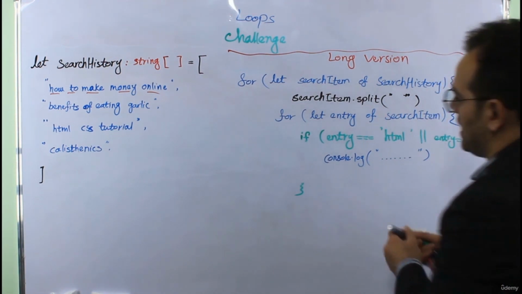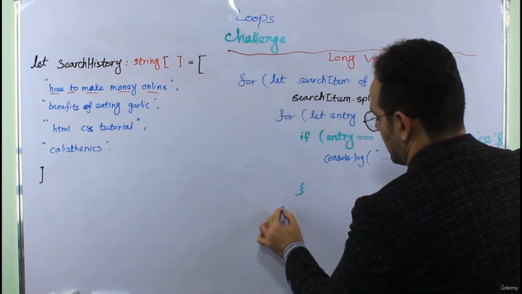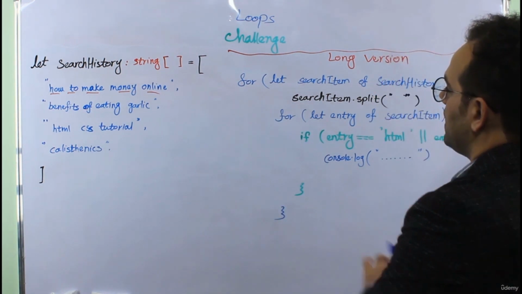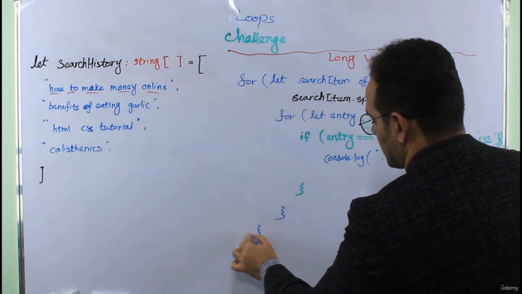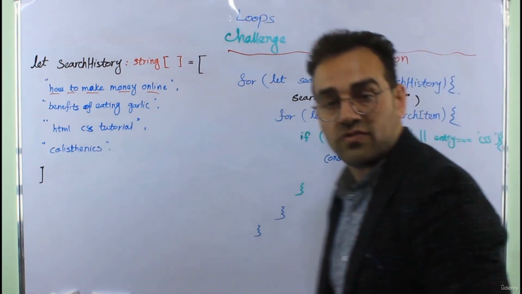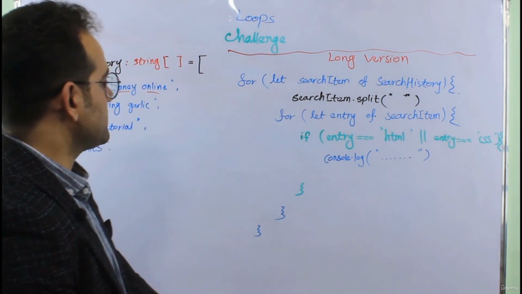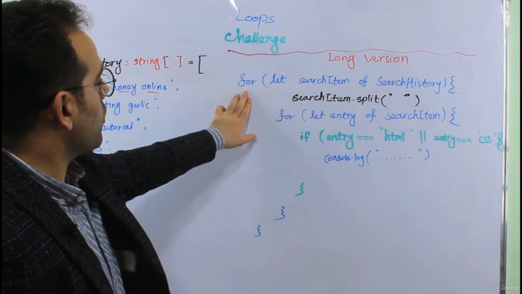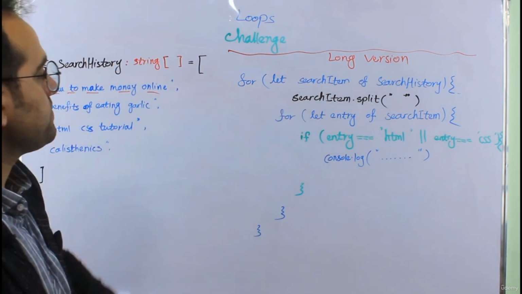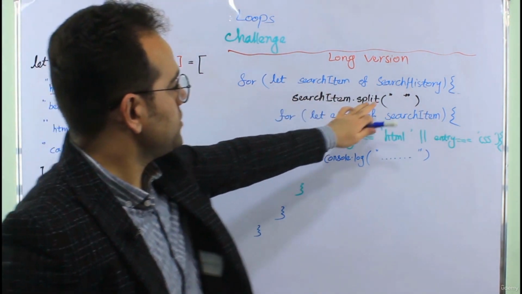And down below that, this for loop is going to close right here. And for the final one, it's going to close right here. I'm going to go over the syntax one more time, and there is 6 minutes. We still have time. So I said for let search item of search history.